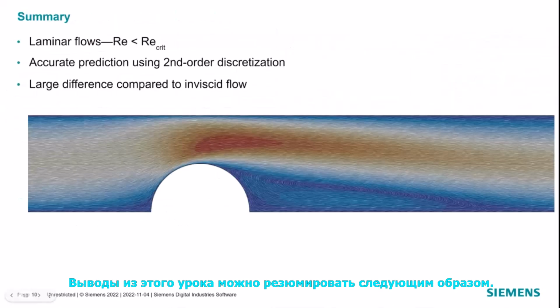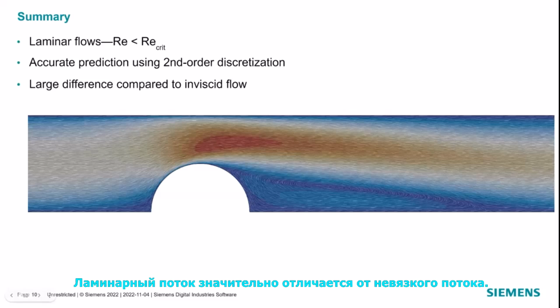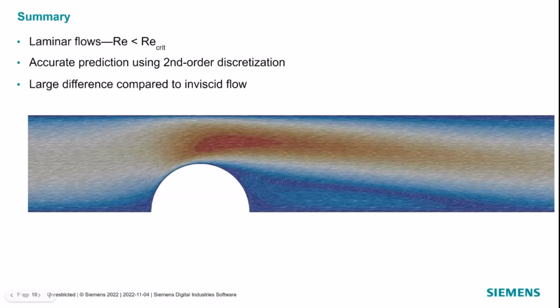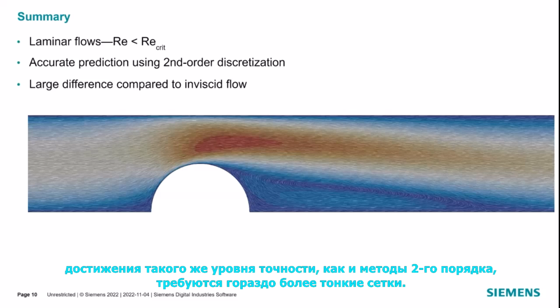The conclusions from this lesson can be summarized as follows. Laminar flows are found in many applications, whenever the Reynolds number is smaller than the critical value for the particular geometry and flow conditions. An accurate prediction of laminar flow can be obtained by solving the Navier-Stokes equations on a moderately fine grid using second-order discretization methods. A laminar flow differs significantly from an inviscid flow. It exhibits flow separation, recirculation, boundary and shear layers, and a pressure loss in flow direction. First-order discretization methods for convection fluxes should be avoided because they require much finer grids to reach the same level of accuracy than the second-order methods.